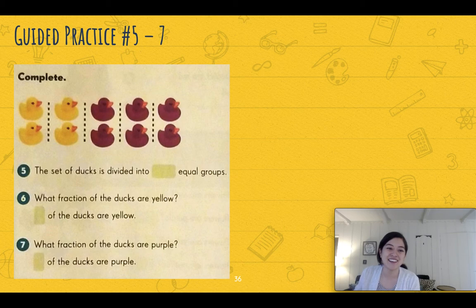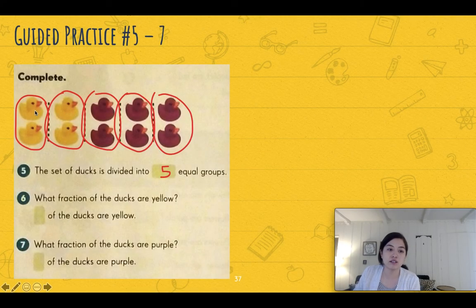Okay. So let's look here. The set of ducks is divided into how many equal groups? Well, I see there's 1, 2, 3, 4, 5 equal groups. Each group has 2 ducks. Okay? So the set of ducks is divided into 5 equal groups.